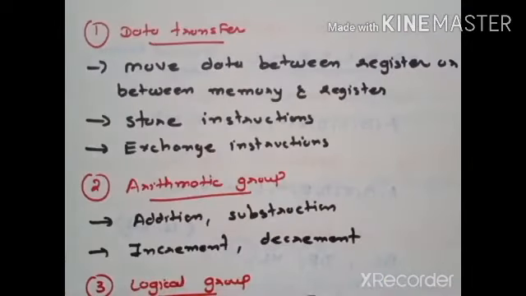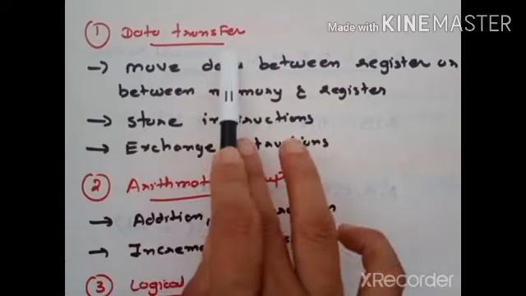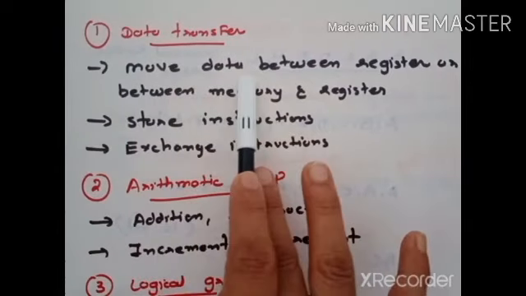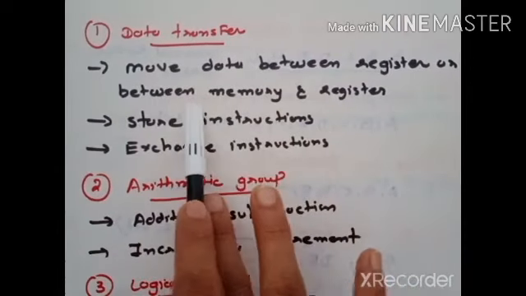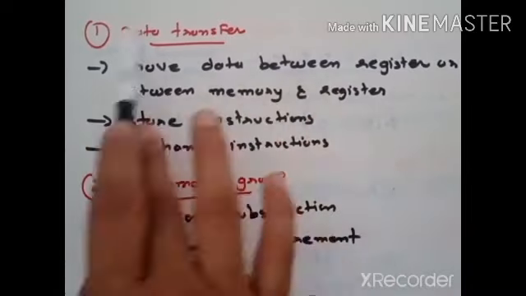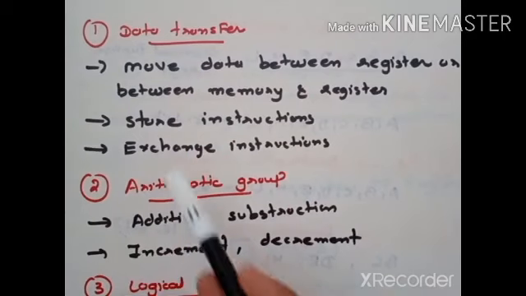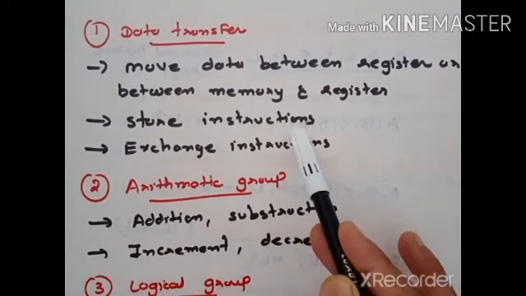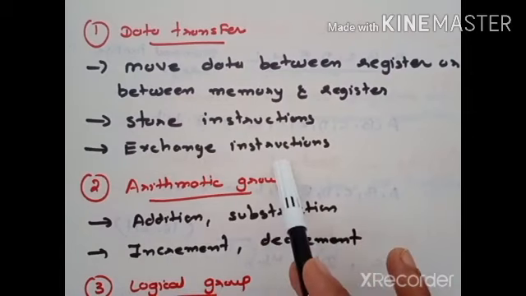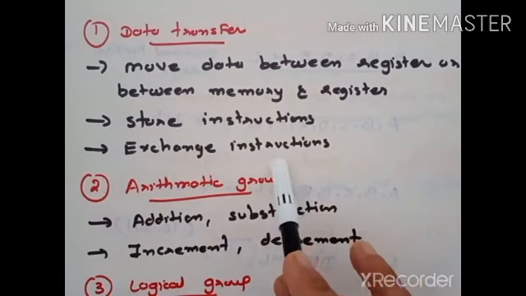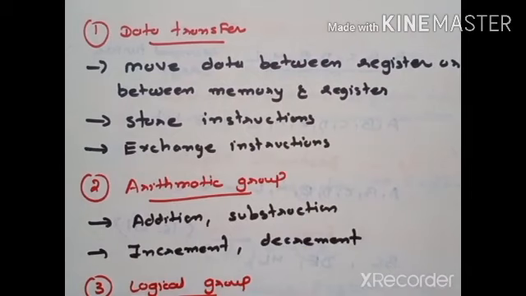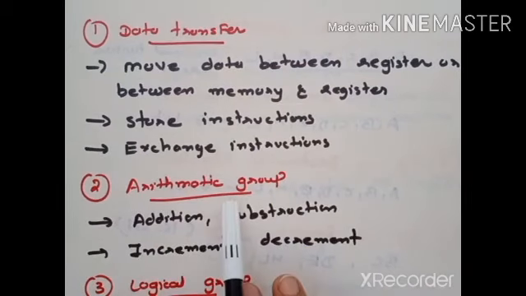First, data transfer. In the data transfer group, move instructions transfer data between registers or between memory and register. This type of instruction is in the data transfer group. Then in the data transfer group, there are load instruction, store instruction, and then exchange instruction, that means exchanging the data between two registers.